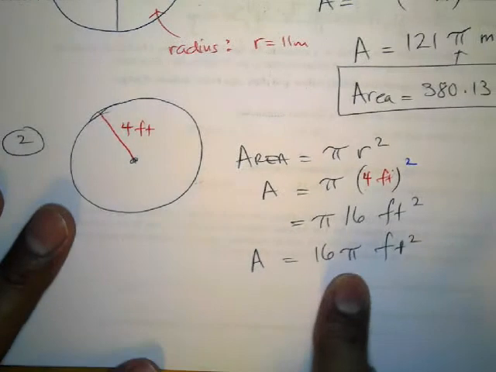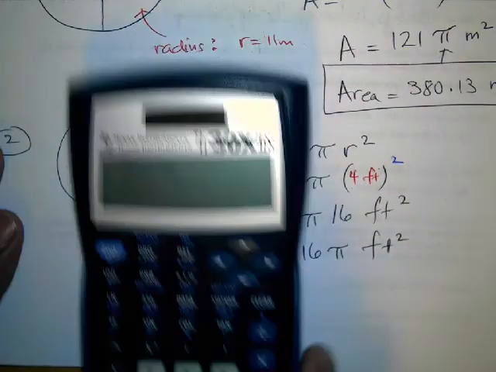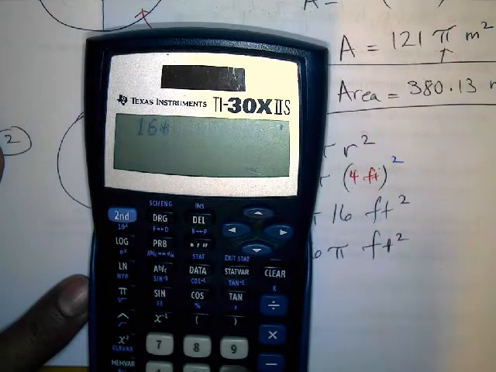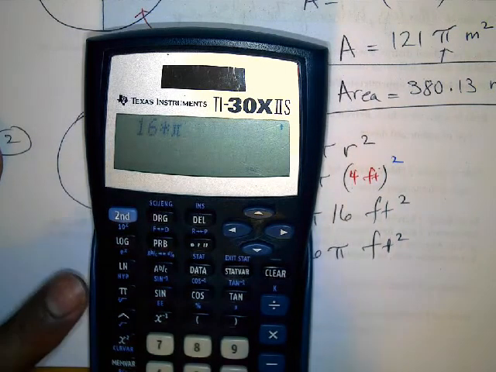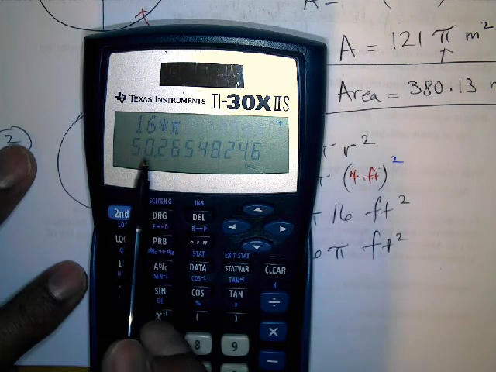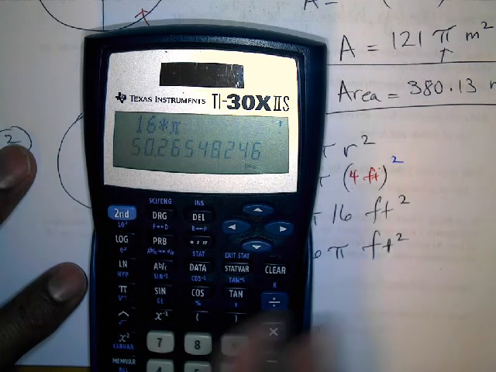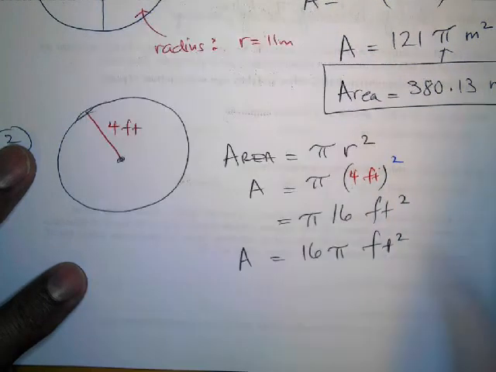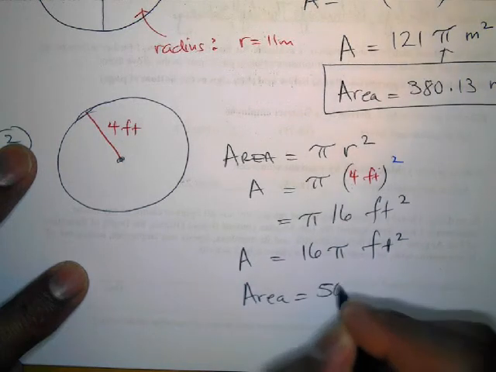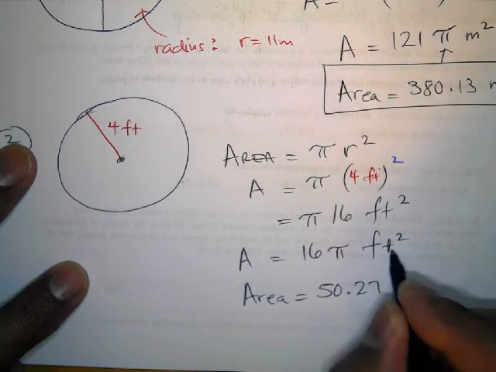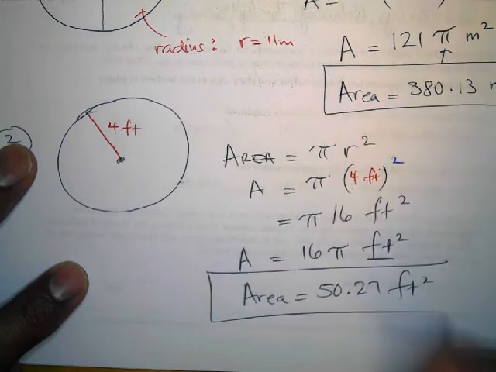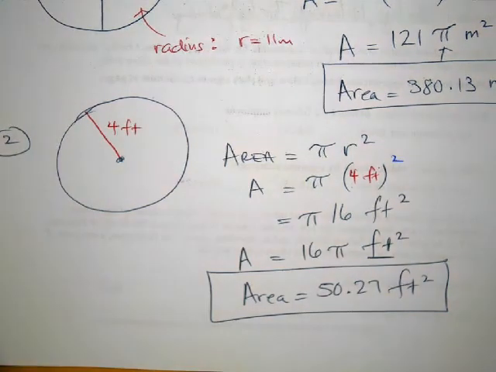they want you to multiply and use the actual value of pi on your calculator. So let's do that here. You just got to multiply 16 times pi, right? 16 times pi. I got 50.265, or if the 5 rounds, 50.27. 50.27, and don't forget the units, square feet.